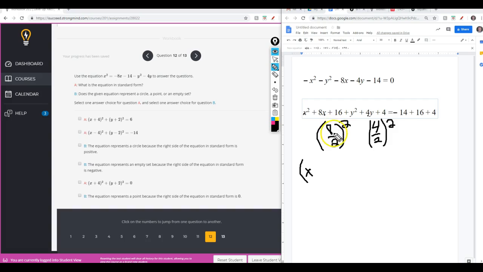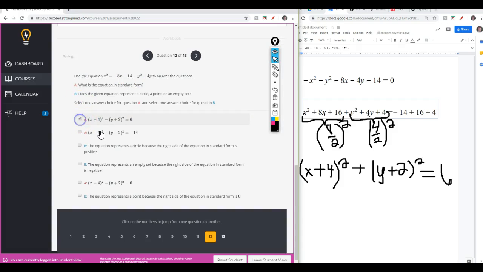So we have x squared, and then 8 divided by 2 was positive 4. So I'm going to write that plus 4 squared. So this whole thing combines down to be this. Plus, we have our y, and then 4 divided by 2 is positive 2. And so this y squared plus 4y plus 4 factors down to be y plus 2 being squared. That's going to equal negative 14 plus 16 is going to give us 2. 2 plus 4 is going to give us 6. So we have x plus 4 squared plus y plus 2 squared is equal to 6.